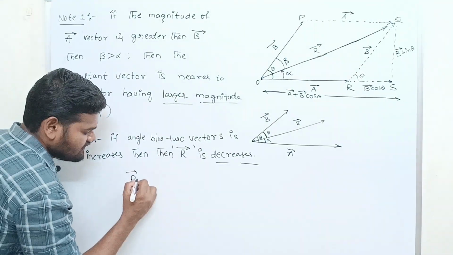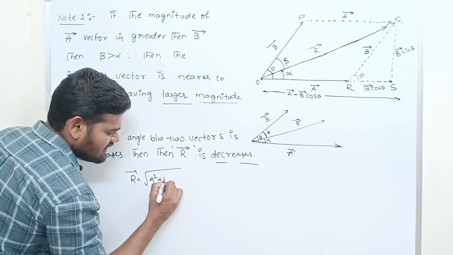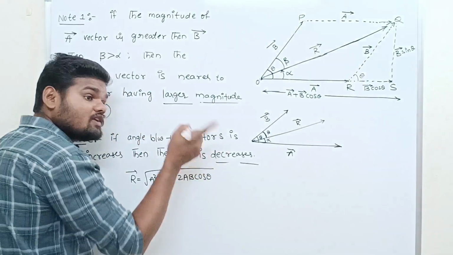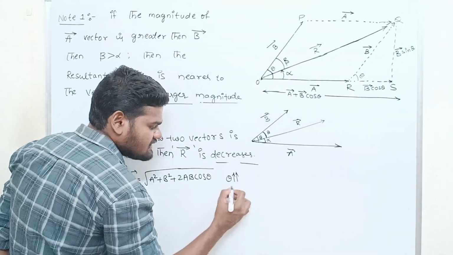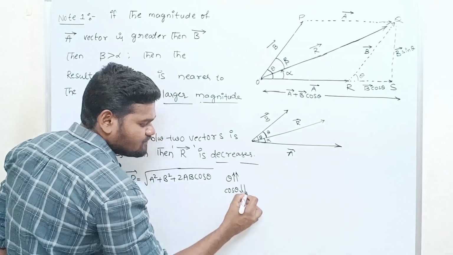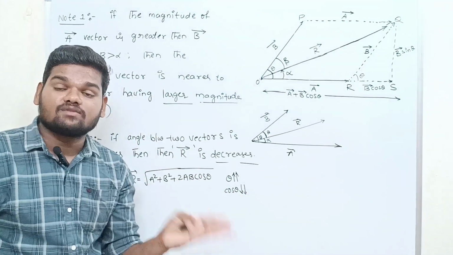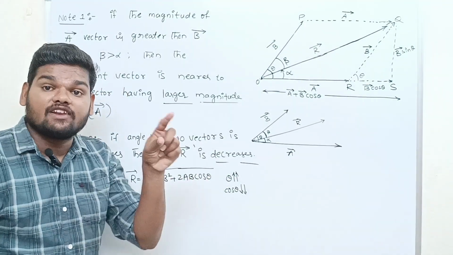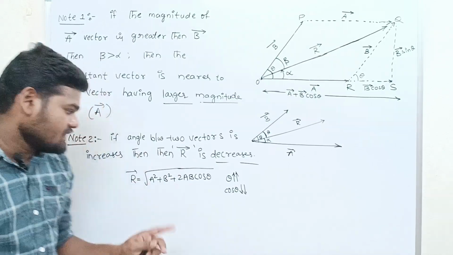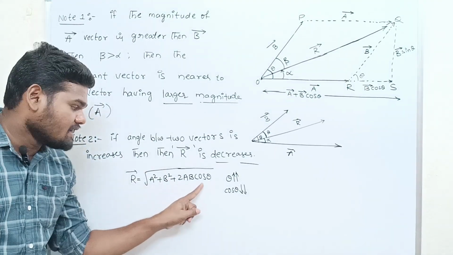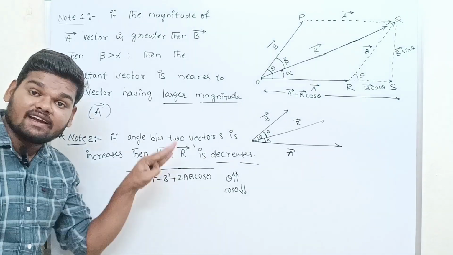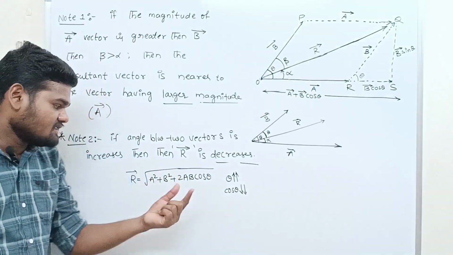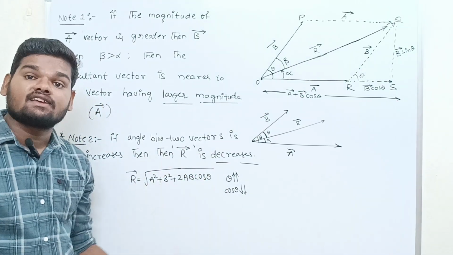What is the resultant vector equation we got? Under root of A square plus B square plus 2AB cos theta. If theta value increases, then cos theta value decreases. Have a look. From 0 to 90 degrees, cos theta value is positive. From 90 to 180, cos theta value is negative. Then this term becomes negative. Plus becomes what? Minus into plus is minus. So overall the answer decreases, because if theta increases, cos theta tends to negative after 90 degrees. Then overall the resultant vector decreases.